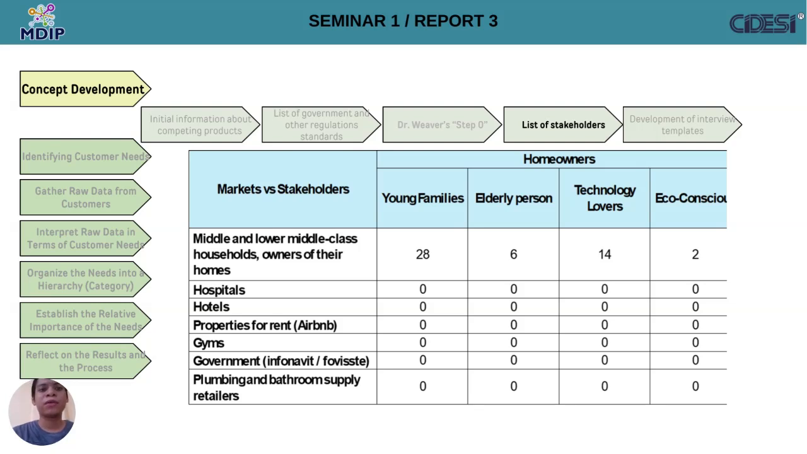It should be noted that due to time constraints we were unable to conduct interviews with managers of hospitals, hotels, gyms, and other rental properties. Although we do not rule out conducting more interviews in the future that will allow us to better understand the markets.